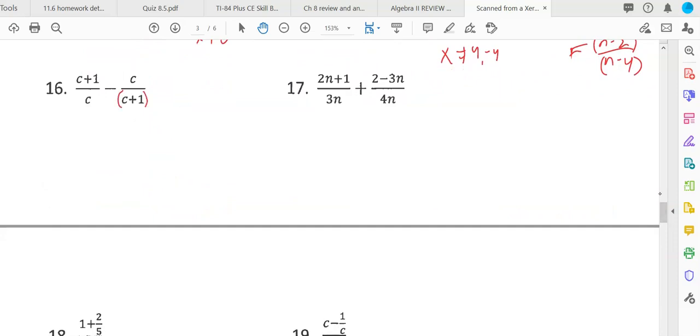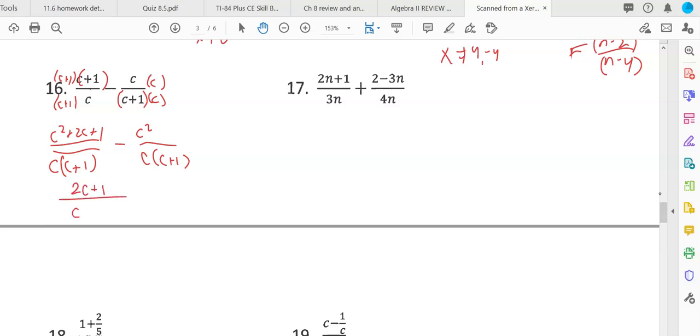Okay, I need the same denominator, so I need this one to be c times c plus 1, and this one needs to be c plus 1 times c. So I get on the left c squared plus 2c plus 1 minus c squared all over c plus 1 times c. Plus 2c, yeah, so this is going to be c squared goes away, so we get 2c plus 1 over c times c plus 1. Denominator c cannot equal 0 or negative 1.